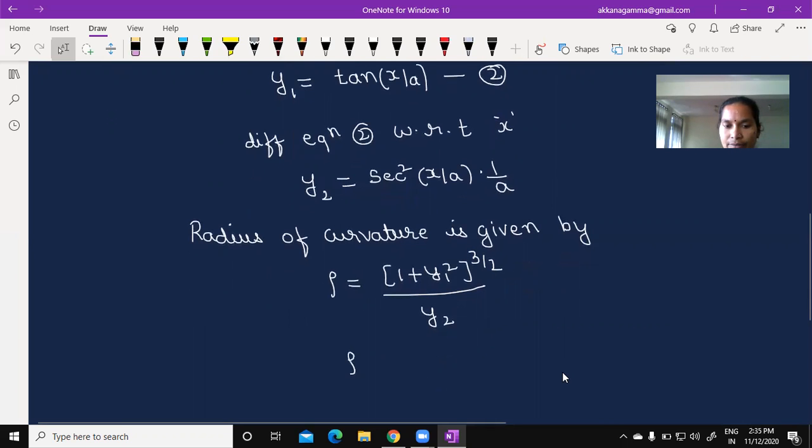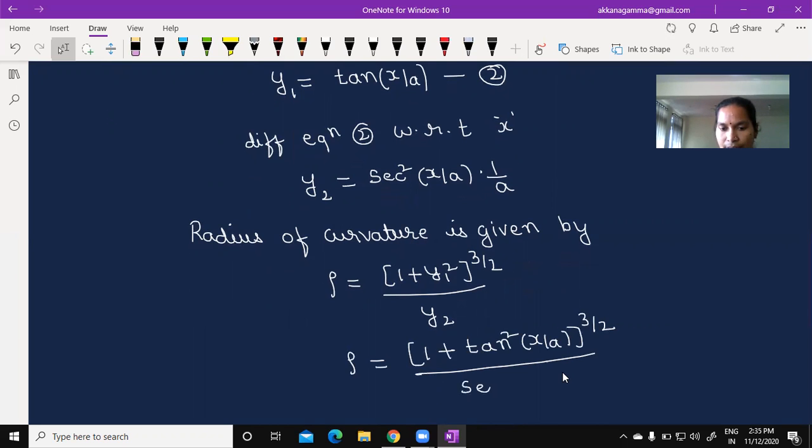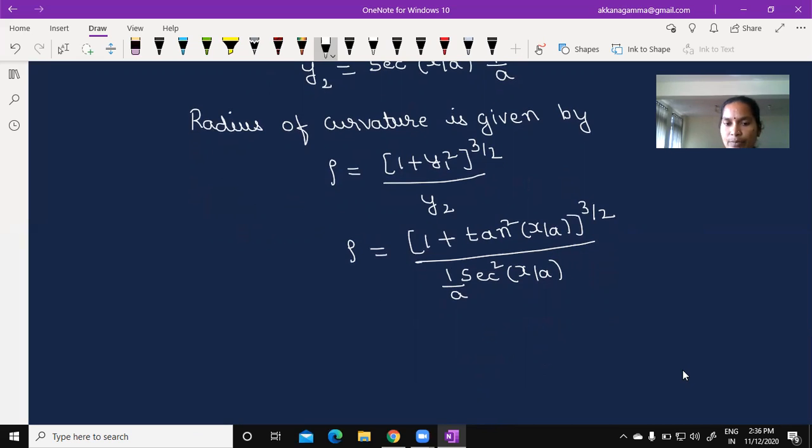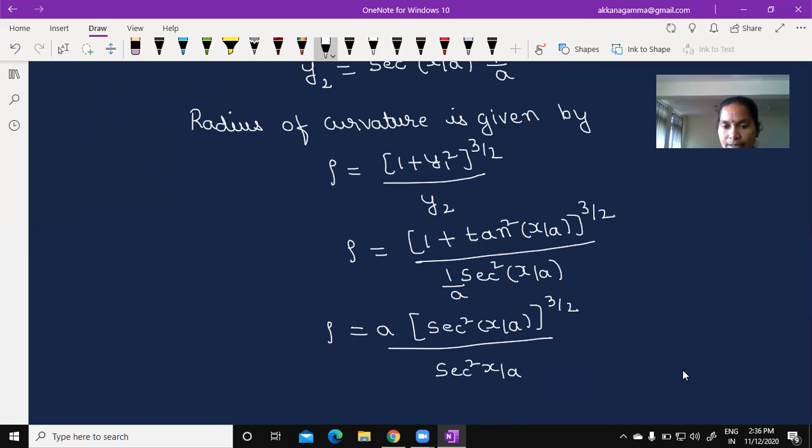So rho is equal to (1 plus y1 square), y1 being tan of x by a, the whole to the power 3 by 2, divided by y2, which is secant square x by a into 1 by a. Now we'll simplify this. In trigonometry we have the identity 1 plus tan square is secant square. Taking the reciprocal of 1 by a, it comes as a. So rho is equal to a into (secant square x by a) to the power 3 by 2, with the denominator kept as it is, secant square x by a.